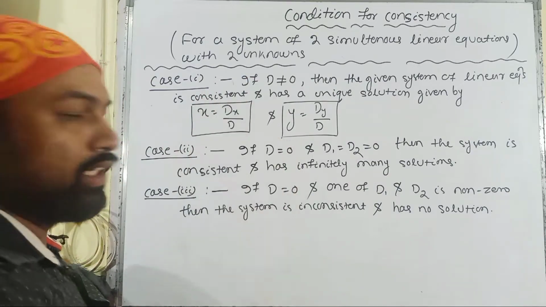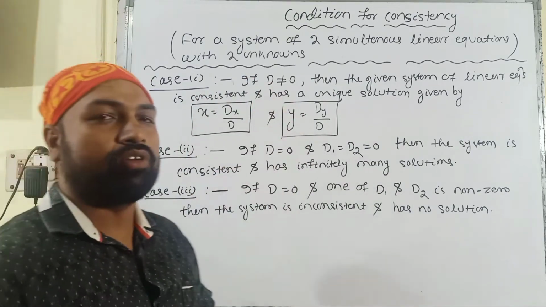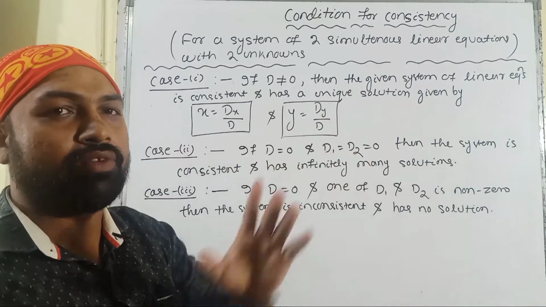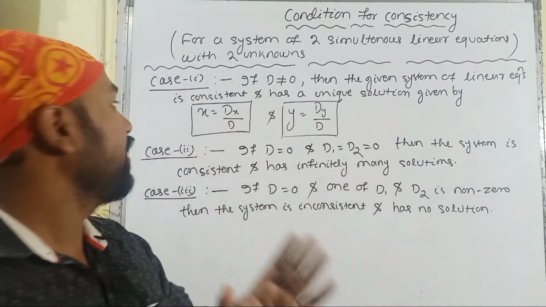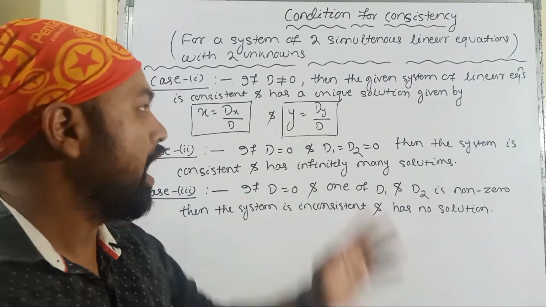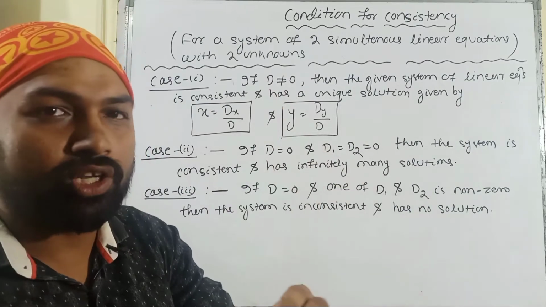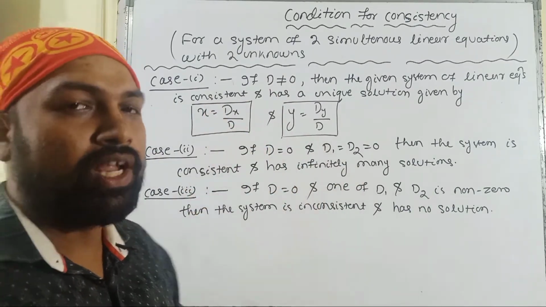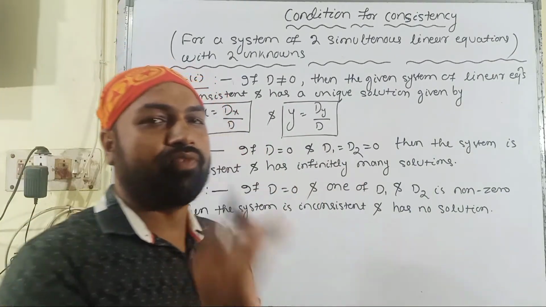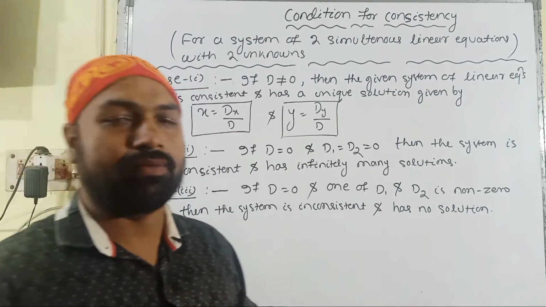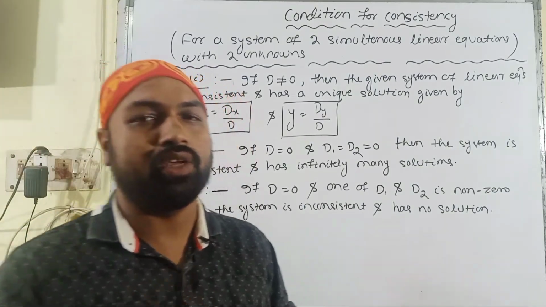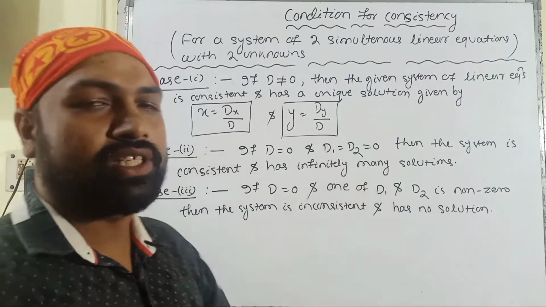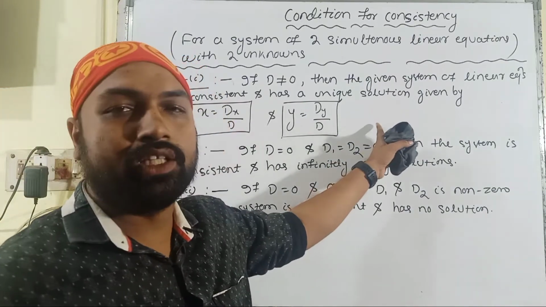So there are three cases. If the value D is not equal to 0, then the given system of linear equations has one solution and it is said to be consistent. As it has one unique solution, it is said to be consistent. The solutions are obtained via the formula x is equal to Dx divided by D and y is equal to Dy divided by D. We will discuss Cramer's rule in this case.